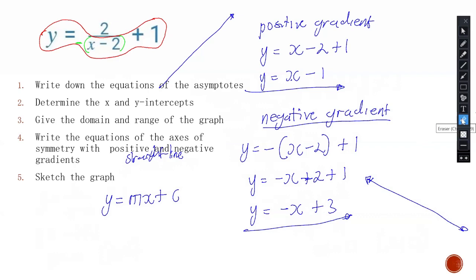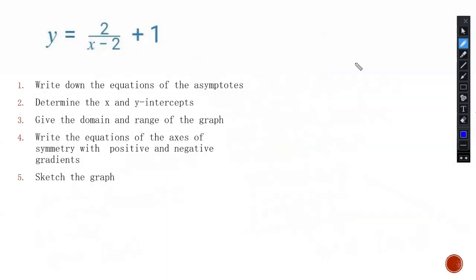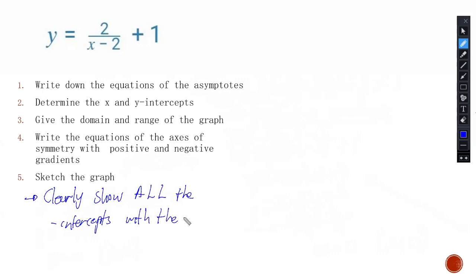Okay, so now we are fine with that. Number 5 is to sketch the graph, of course. So we need to know how to sketch the graph. When it comes to sketching the graph, the important thing is that you clearly show, even if they tell you to sketch the graph, they say sketch the graph and clearly show all the intercepts with the axes, and then also clearly show the asymptotes. So these are the two most important things: the intercepts with the axes, and the asymptotes.